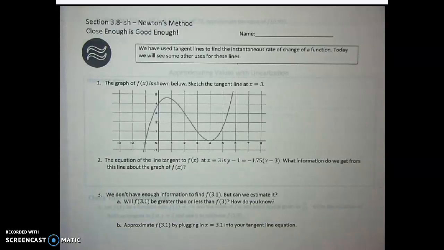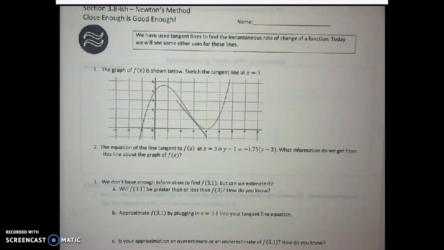So we've used tangent lines to find the instantaneous rate of change of a function at a specific point, and now we're going to use some other uses of these lines. So, number one, the graph of f of x is shown. Go ahead and pause the video and do your best to just sketch your tangent line at x equals 3. Well, there's my tangent line at x equals 3.